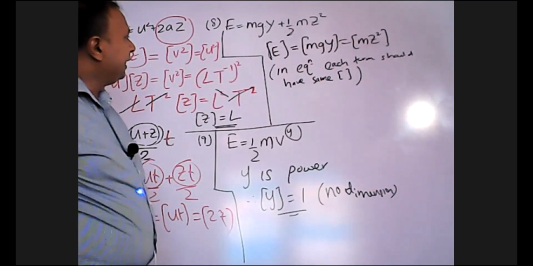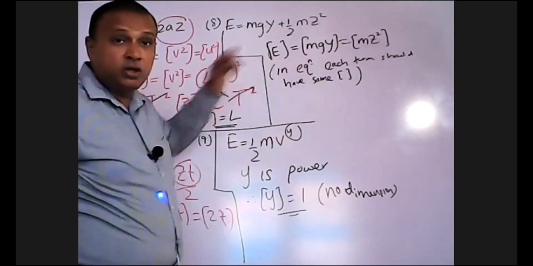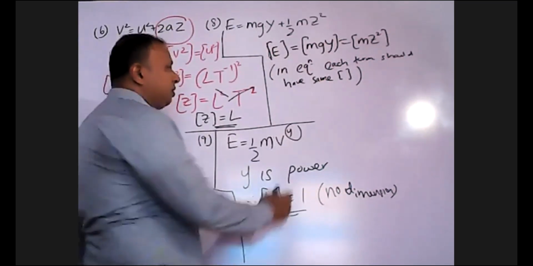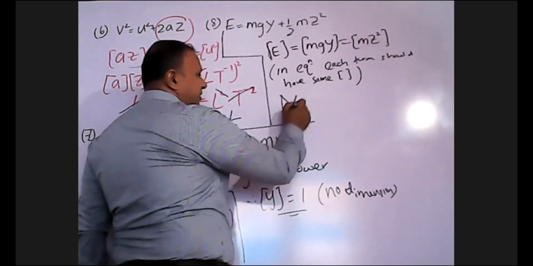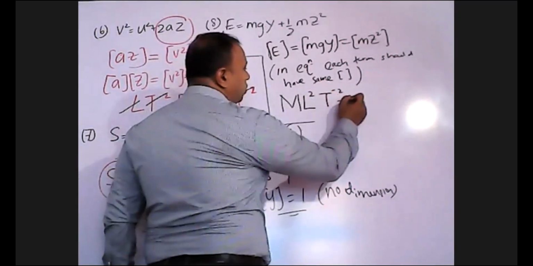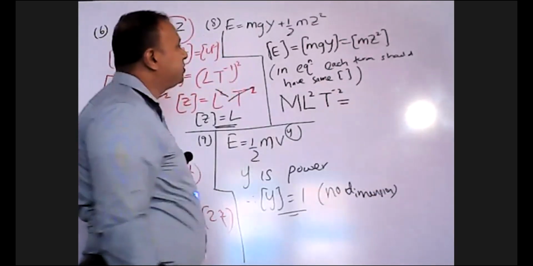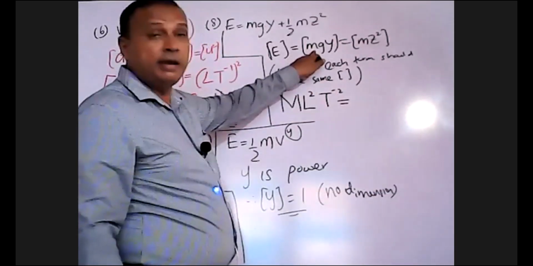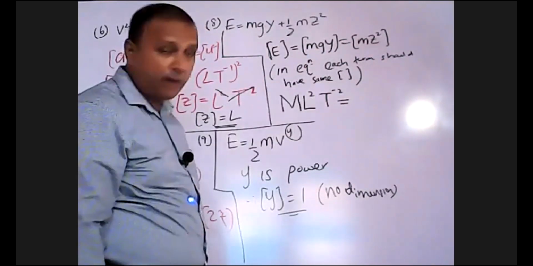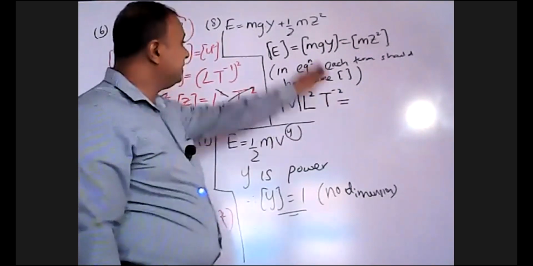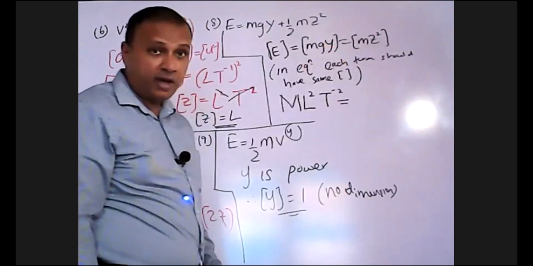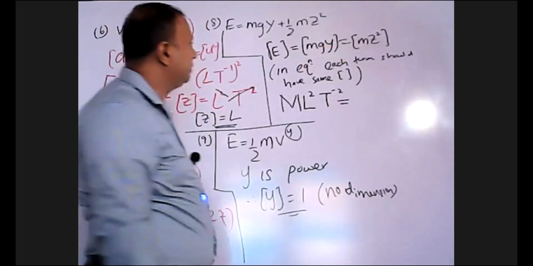Then mgy should have the dimension of energy. What is the dimension of energy? It is equal to ml squared t minus 2. Then you can substitute the dimension of mass and gravitational acceleration to find the dimension of y. M is mass, g means acceleration, and we have to find the dimension of y.